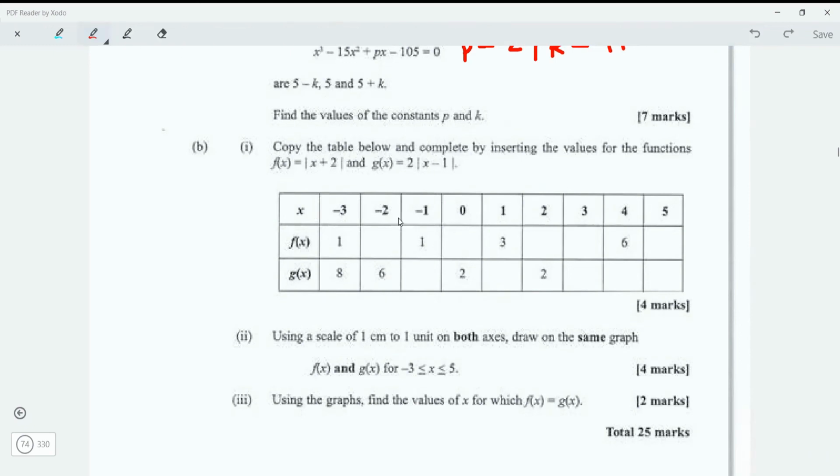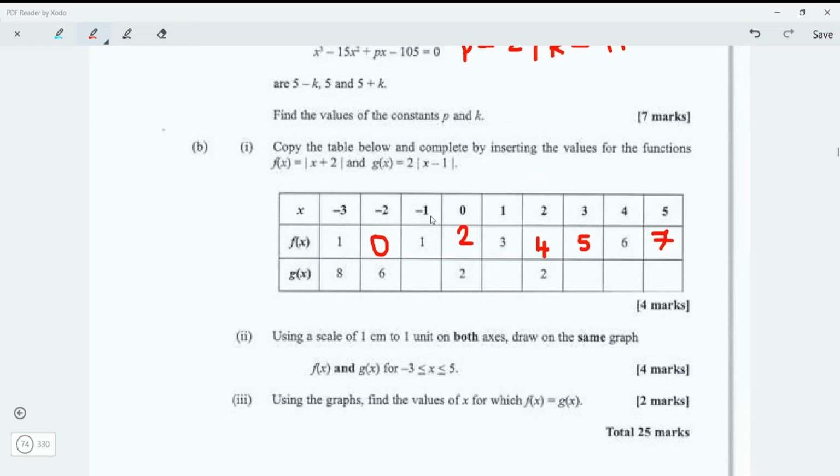So when x equals minus 3, what will happen? In f of x, minus 3 plus 2 is minus 1. Modulus of minus 1 is 1. When x is minus 2, minus 2 plus 2 is 0, so f of x will be 0. That's an easy mark. When x is 0, we know f of x will be 2. When x is 2, 2 plus 2 is 4. f of x will be 4. When x is 3, 3 plus 2 is 5. Easy mark. 5 plus 2 is 7. Nice. We got 2 out of 4 marks already.